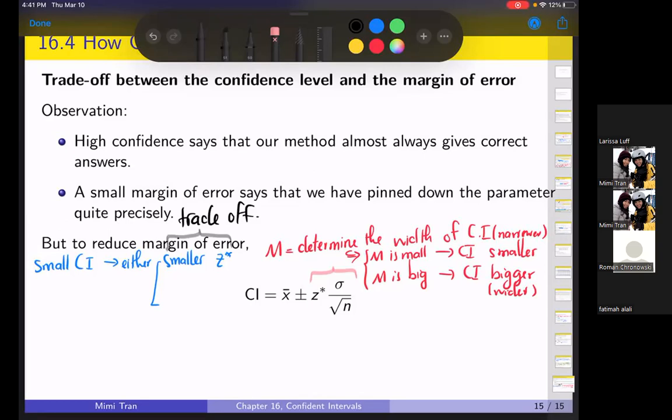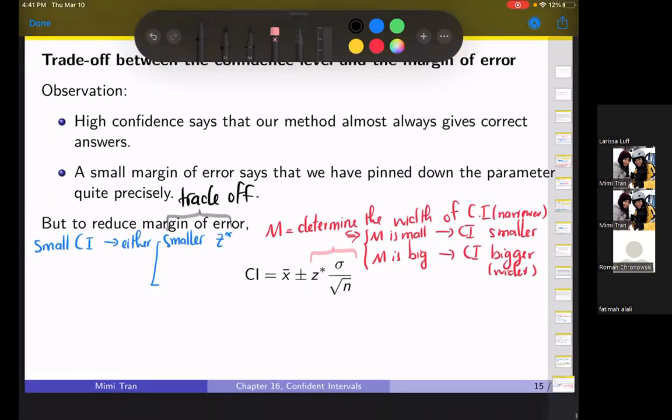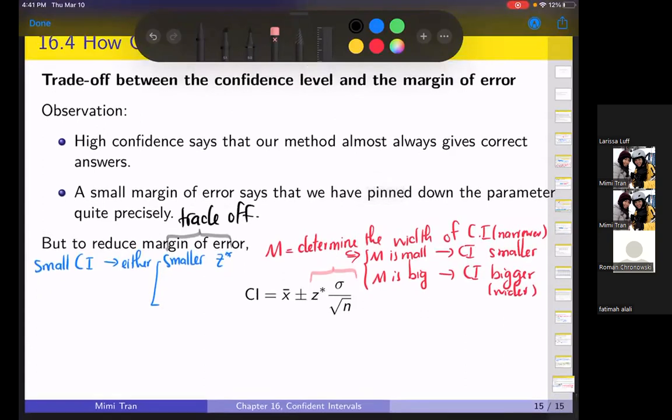Or what you can do, how can you minimize the margin of error? You can increase the sample size, right? You can make n bigger so the fraction is smaller, so the confidence interval is narrower. Nothing you can do about sigma. Sigma is the nature of the data set, right?